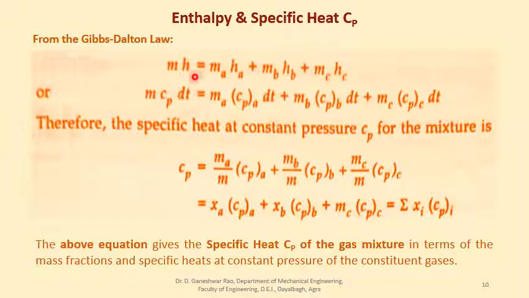This you have already studied, that enthalpy can be written in terms of Cp and dT. Similarly, MAhA will be equal to MA CpA delta T, MBhB is equal to MB CpB delta T, and so on. Divide by M, you will get this equation, where MA upon M is mass fraction again, can be replaced by XA, MB upon M mass fraction for component B, replaced by XB, and so on. So this is the equation for specific heat at constant pressure of mixture. Right?